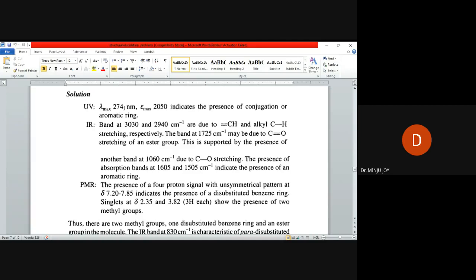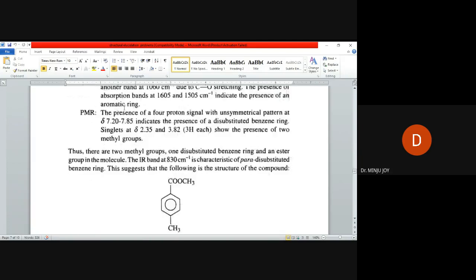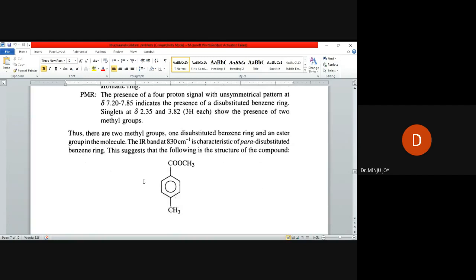And there are two singlet groups at 2.35 and 3.82, each having three hydrogens, so of course these are methyl groups, CH3. So the structure will be like this. Here you can see CH3 is there, and COOCH3, which is adjacent to oxygen, so it will have a value of 3.82. This will be 2.35, and it is disubstituted because here two hydrogens are doublets.